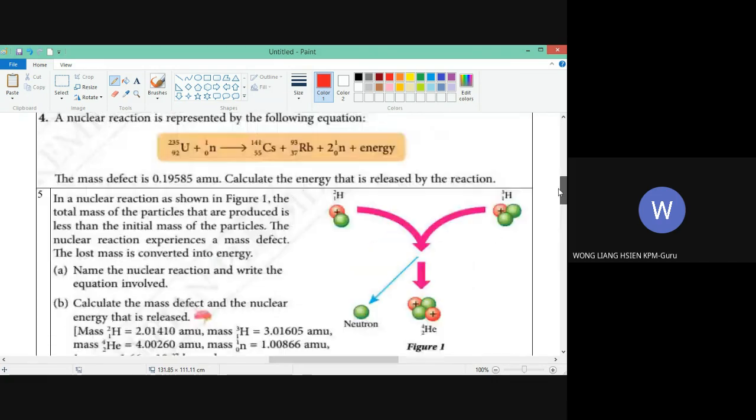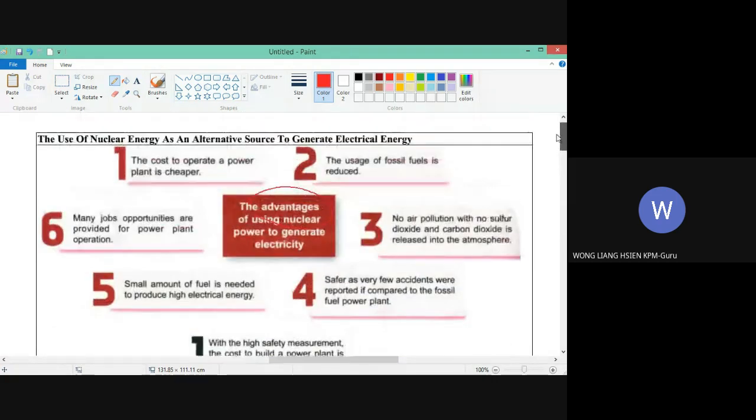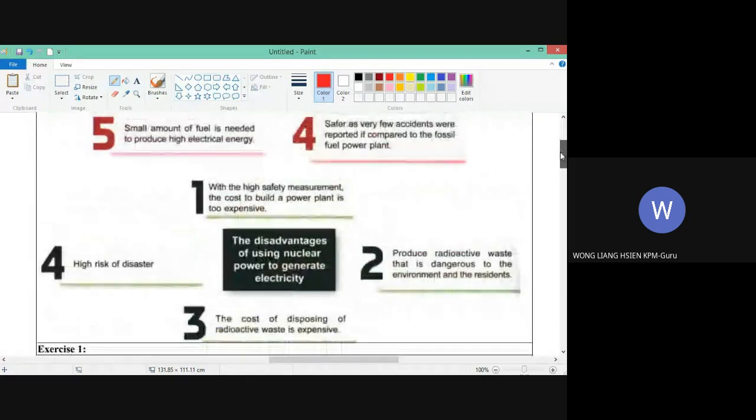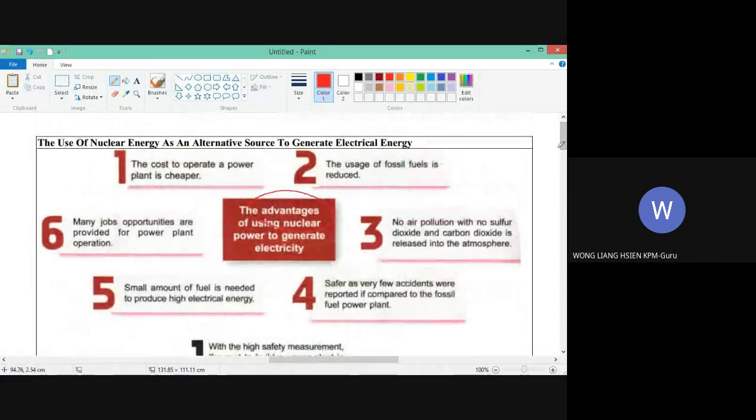Anyway, although there are a lot of disadvantages, the advantages actually outweigh the disadvantages. As long as it is taken care of properly, nuclear energy is one of the futures. It's the future for us to reduce climate change, reduce greenhouse gases, and so on.